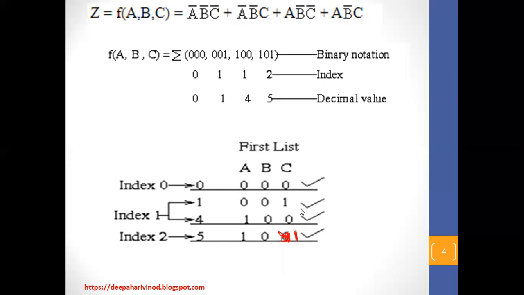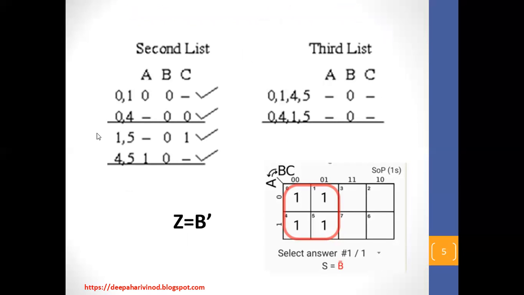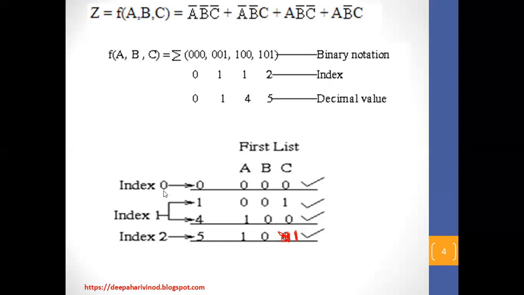See here, these two are same. Only changes we can notice in this first bit. So that is dash 0, 1, that is 1 and 5: dash 01. That is the next. Which one do we need to compare?